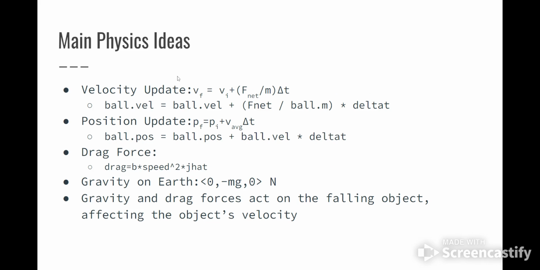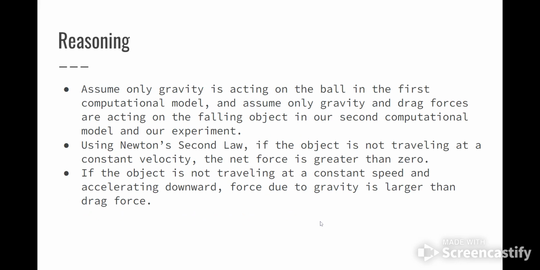The main physics ideas are the velocity update formula, position update formula, and drag force. I also used gravity on the Earth, which is negative mg, and gravity and drag forces act on the falling object, affecting the object's velocity. So assuming only gravity is acting on the ball in the first computational model, and we assume gravity and drag force are acting in the second computational model in the experiment.